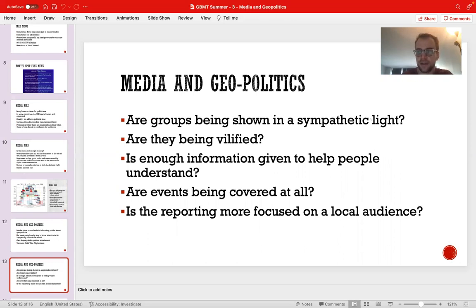So we need to ask what groups are framed in a sympathetic light as well. For example, some news agencies might view certain actors as terrorists or criminals. Another source might frame the very same actors as freedom fighters or democratic protesters. We can see this in countries such as Venezuela, Syria, Cuba, etc.